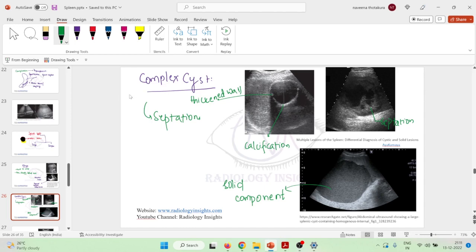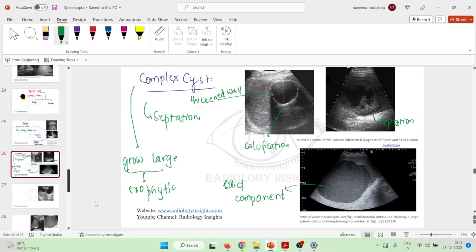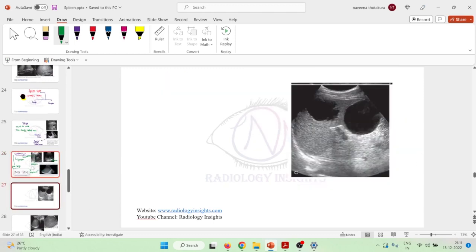Sometimes these complex cysts grow very large, and they might become exophytic. So this is the splenic complex cyst which can be noted. If you see these two cysts, this cyst is an anechoic structure surrounded by a thin wall. This is mostly a simple cyst, whereas here you can see these septations, so this could be a complex cyst.